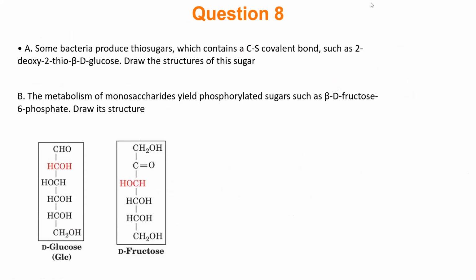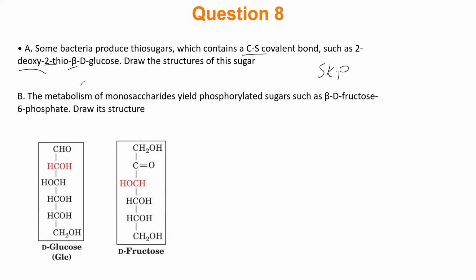Question 8 is just asking you to draw some sugars. Again, for the sake of time, we're going to skip this. I'm not going to ask you to draw anything. A thiol sugar is, as it says, a C-S bond. And so this is really a good way to test yourself of, do you know what a deoxy is? Do you know what the 2 position is? Do you know what a beta sugar is?